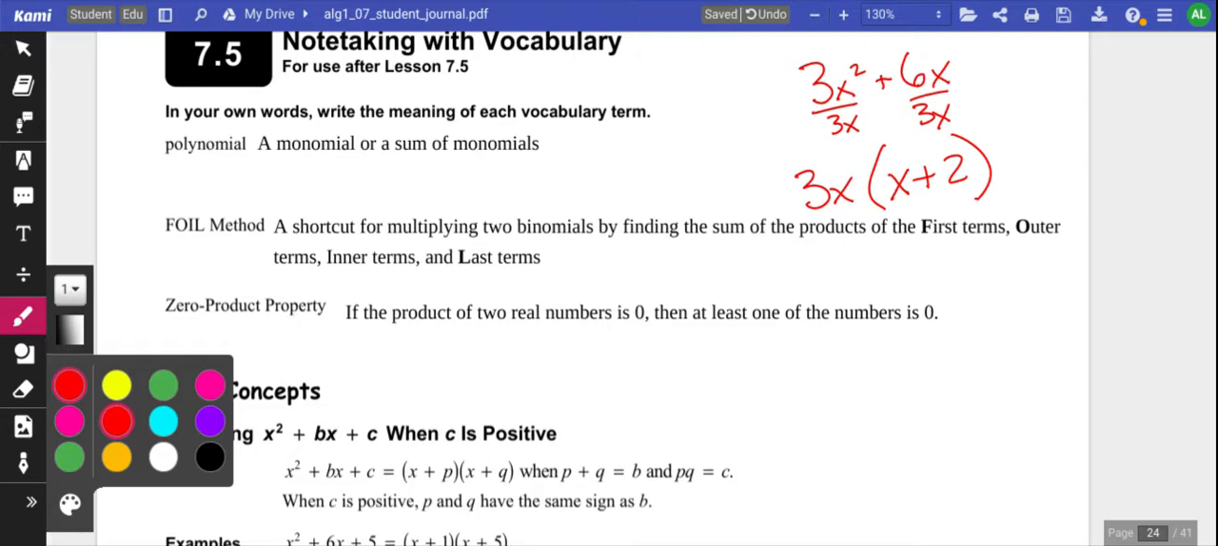Again, your factoring is kind of the opposite of multiplying something out. Instead of distributing something out and coming up with 3x squared plus 6x, we said, okay, let's undo that, and we end up with these two factors. That's what factoring is. It's breaking things up into those two different factors.